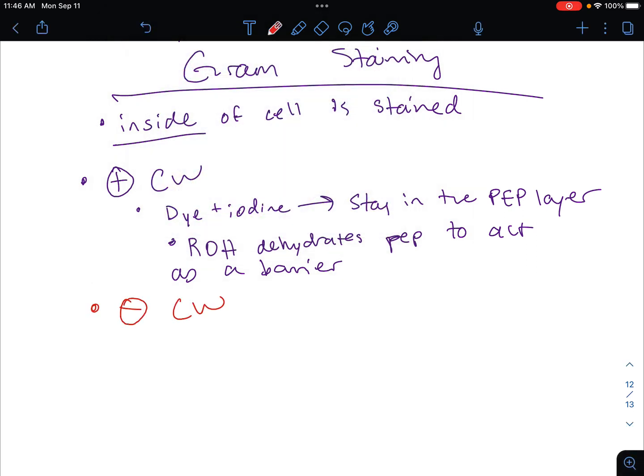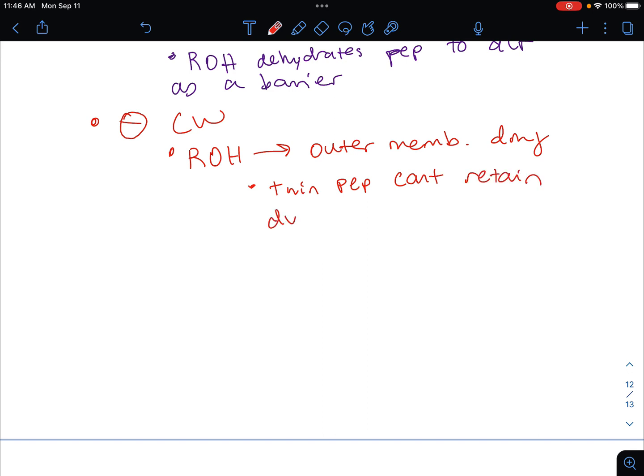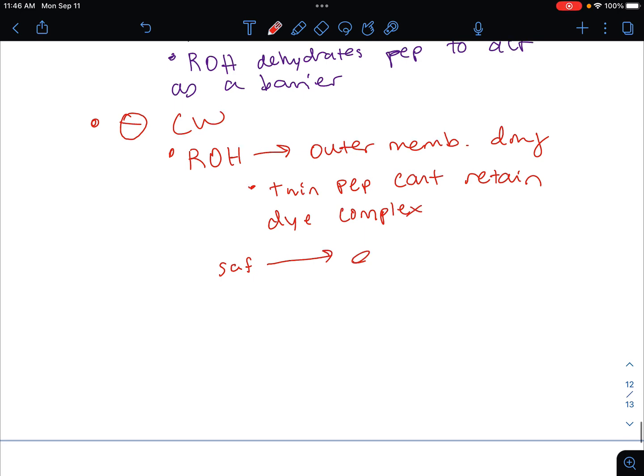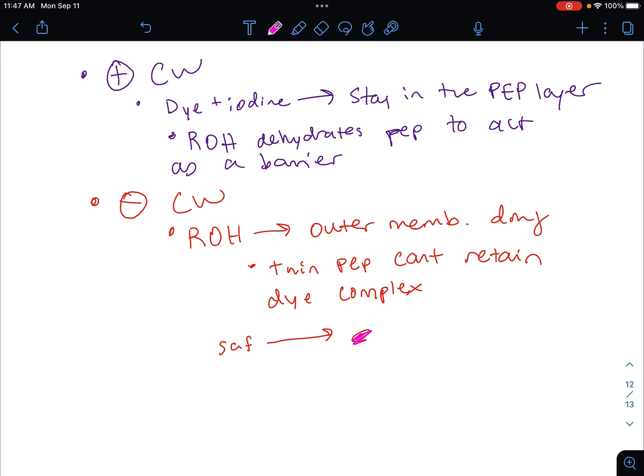Alright, now let's talk about the negative cell wall. The alcohol will now damage the outer membrane. And this exposes that thin layer of peptidoglycan, but it cannot retain the dye complex. That's why we have to go in with our safranin, and then to stain those gram-negative bacteria, they're going to be, again, pink. This is why we use safranin, because the crystal violet iodine complex won't be retained in the thin peptidoglycan layer. So that's why I use a counter stain like safranin.